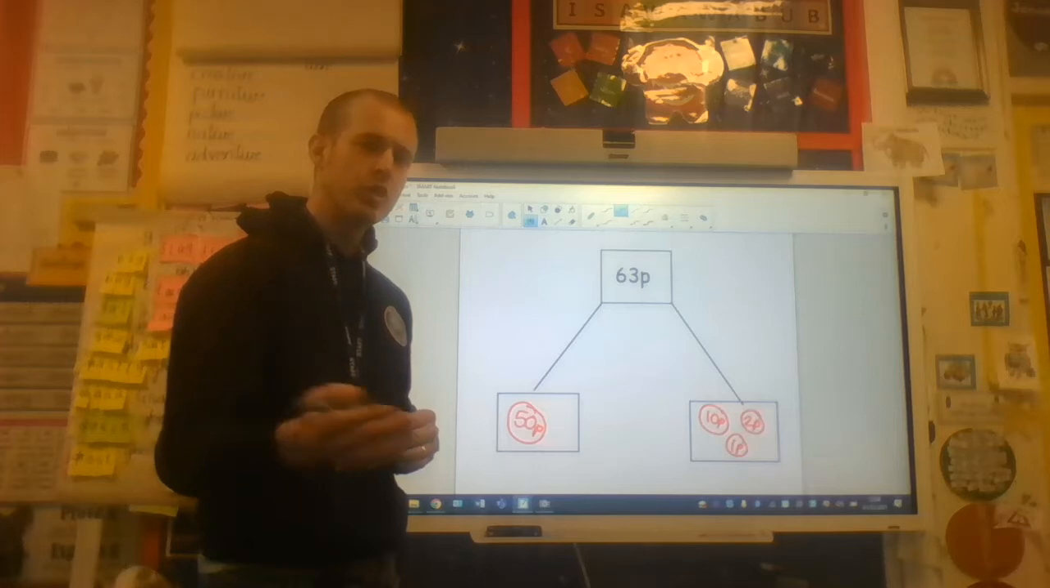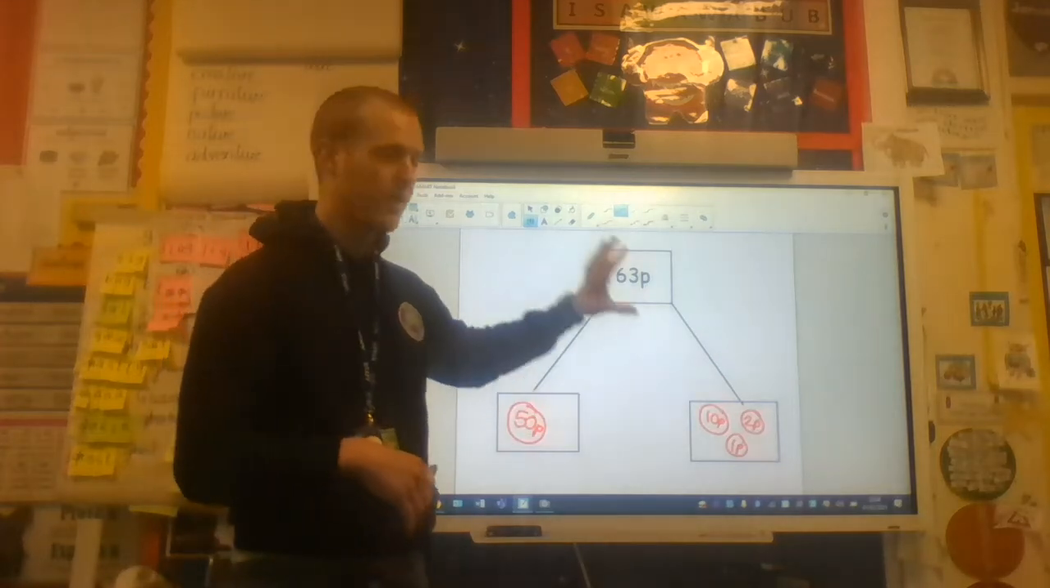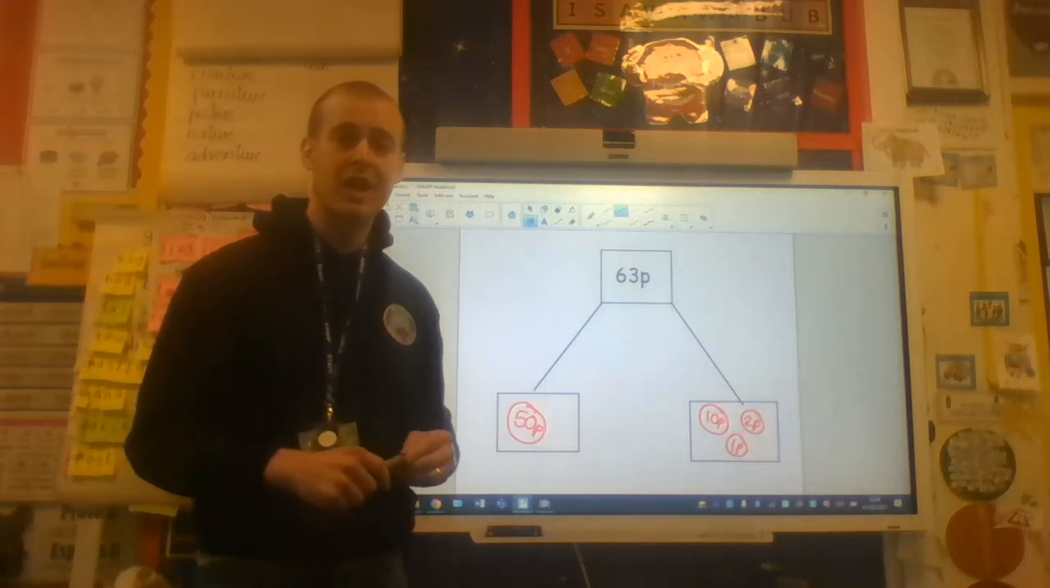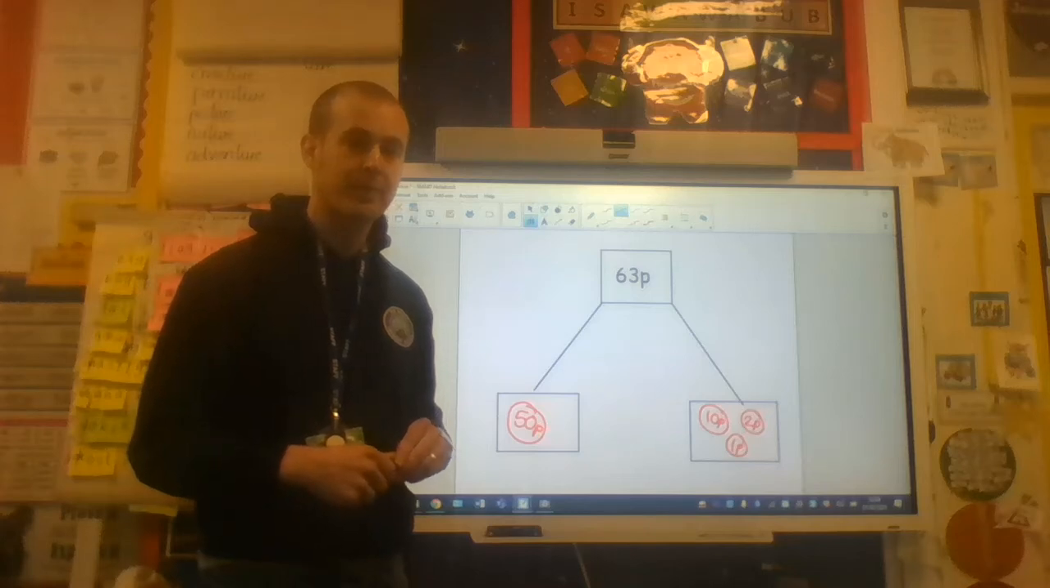What coins would you use to make 63? Can you have two parts to make that whole? Have a go at home. So pause the video and see how you get on. There are lots of different ways that you could do it.